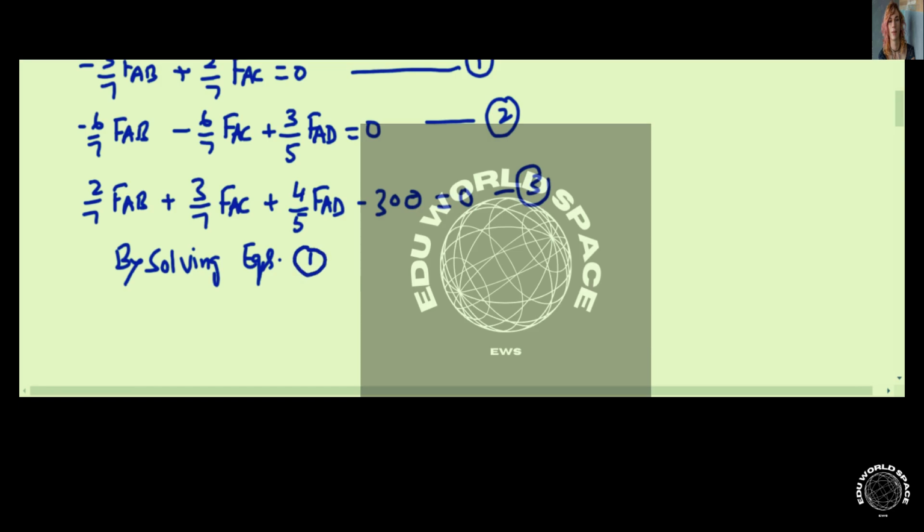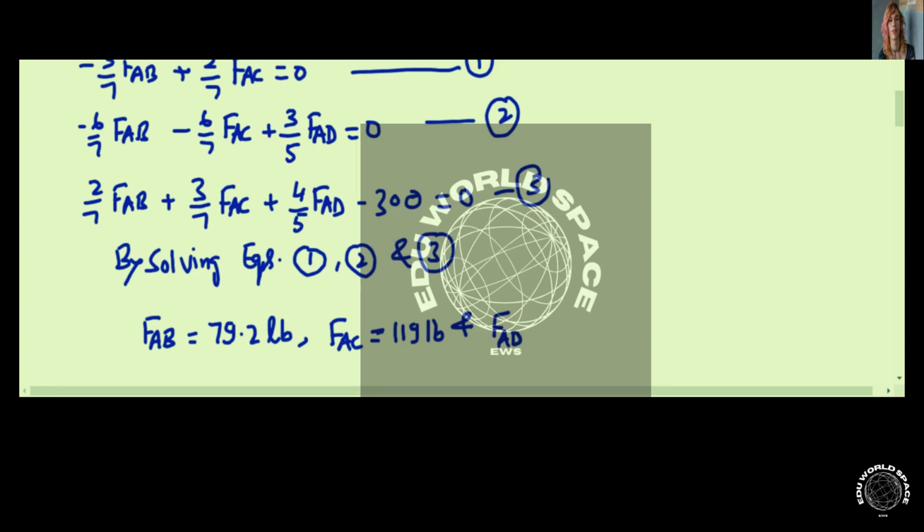So by solving equations 1, 2 and 3, we will get force AB having the magnitude 79.2 pound, force AC having the magnitude 119 pound, and force AD is of 283 pound. So this is the answer for this problem.